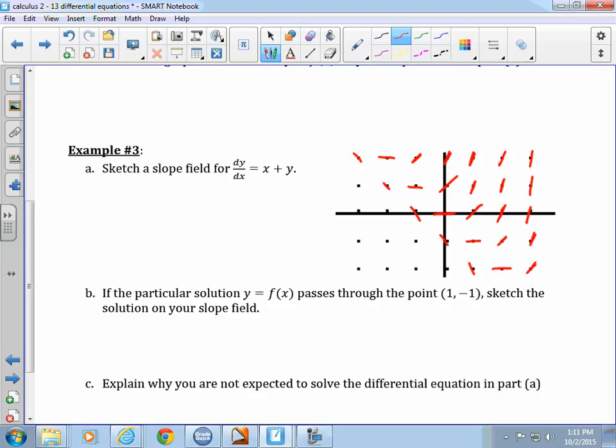What about down here? Steeper negative, right? -2, even steeper, -3, steeper in this case, -5. It's like a straight up and down line. So that's my slope field.